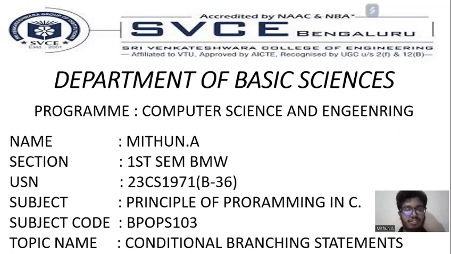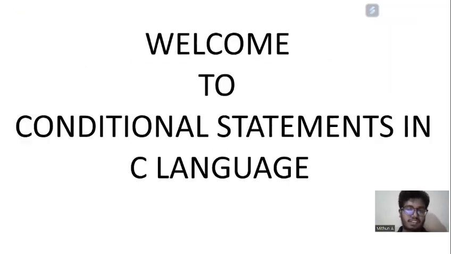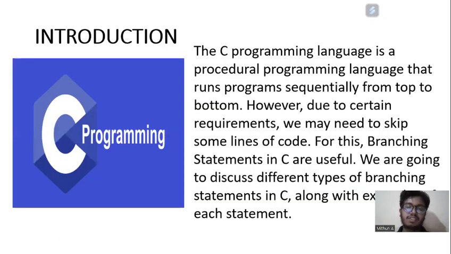Currently, I am going to discuss the conditional branching statements in programming C. So, welcome to the conditional statements in C language. The C programming language is a procedural programming language that runs programs sequentially from top to bottom. However, due to certain requirements, we may need to skip some lines of code. For this, branching statements in C are useful. We are going to discuss different types of branching statements in C along with examples for each statement.